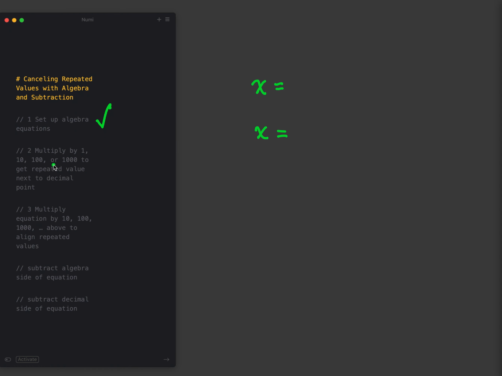The next thing we need to do is we need to consider our value. And so I need to actually give you a value. So let's consider the value 4.7 repeating.